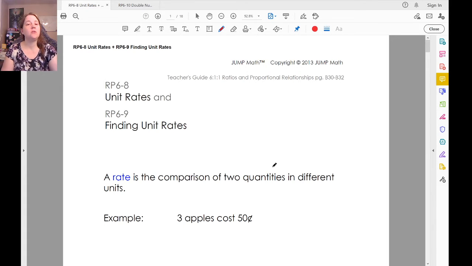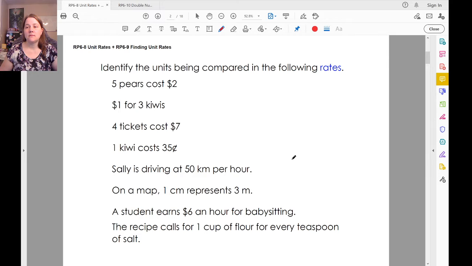Both of those, even though they can't really compare, it's like comparing apples to oranges, except it's apples to cents. They are two different things, and they are labeled with their unit of apples and cents. Let's go ahead and identify the units being compared in the following rates. Take a minute, pause, and try to figure out what the units are in these. We'll come back and talk about it.